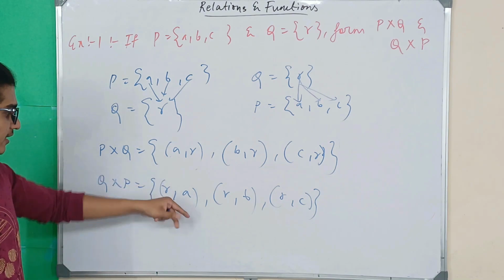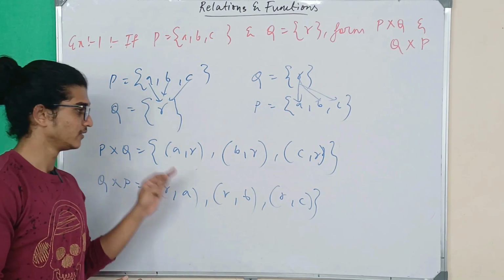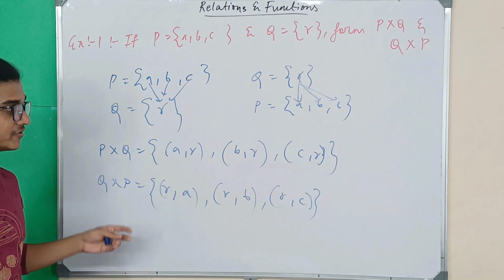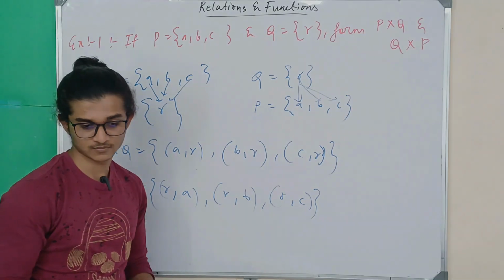As you can see from here, this is not equal to this. They're not exactly equal, right? They should be exactly like copy paste. Then only we can say two ordered pairs are equal. So here you can see P cross Q is not equal to Q cross P. So we can verify using this example also.